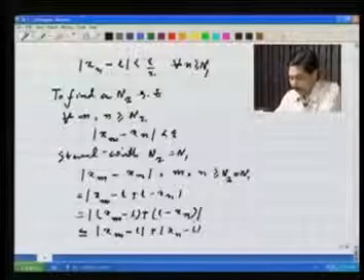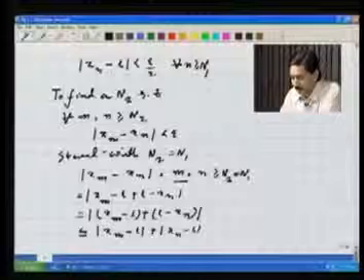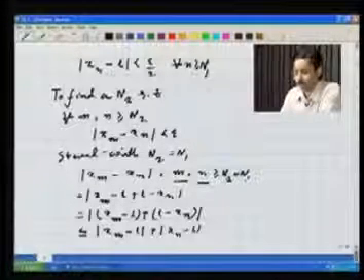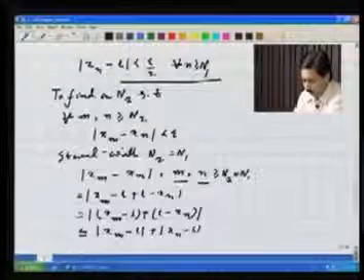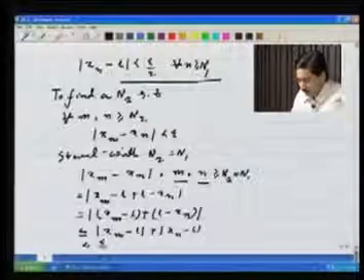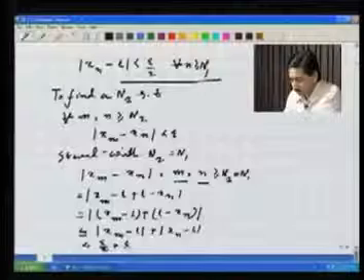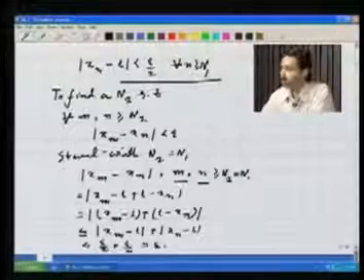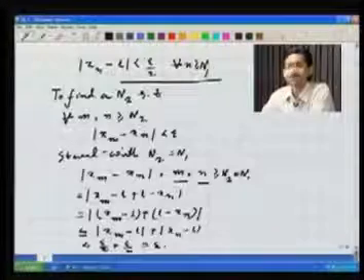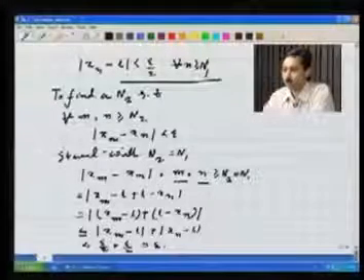But then I already have that m and n both are bigger than N1. I appeal to the definition given here. That means all these terms are less than epsilon by 2 plus epsilon by 2, which is epsilon. That proves the sequence xn we have is a Cauchy sequence. So this completes the proof.